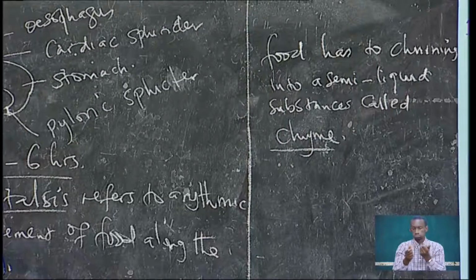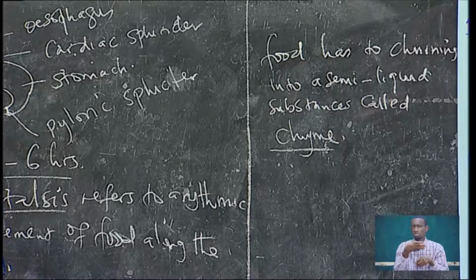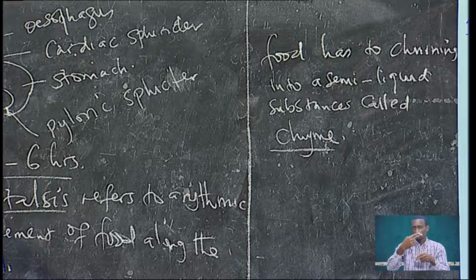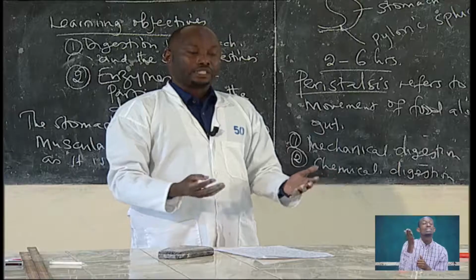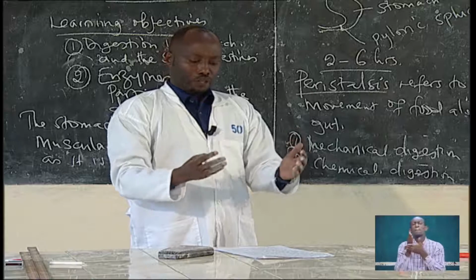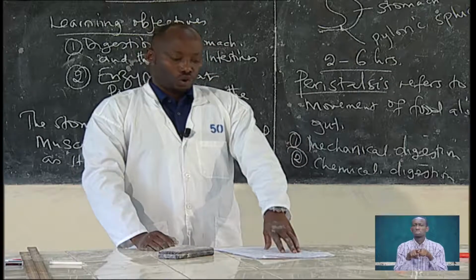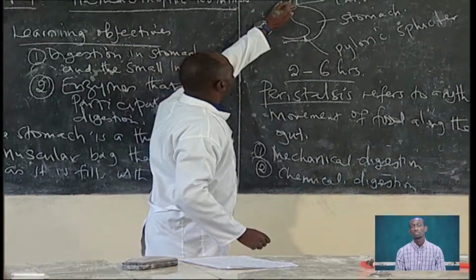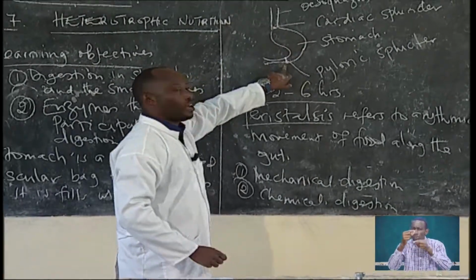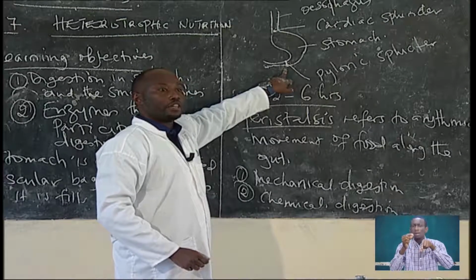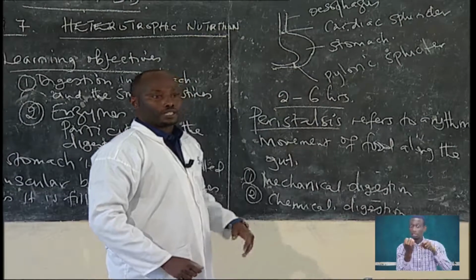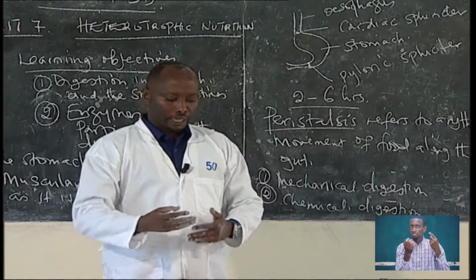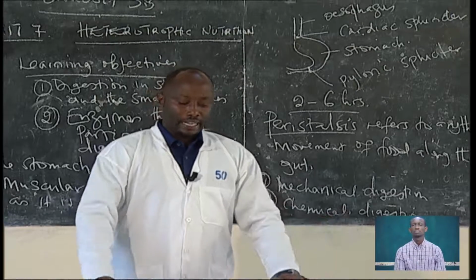After 2 to 6 hours, what will happen? Churning and digestion are taking place. The chyme is gradually released in small amounts into the duodenum through the pyloric sphincter. The duodenum is the first part of the small intestine. Excellent.